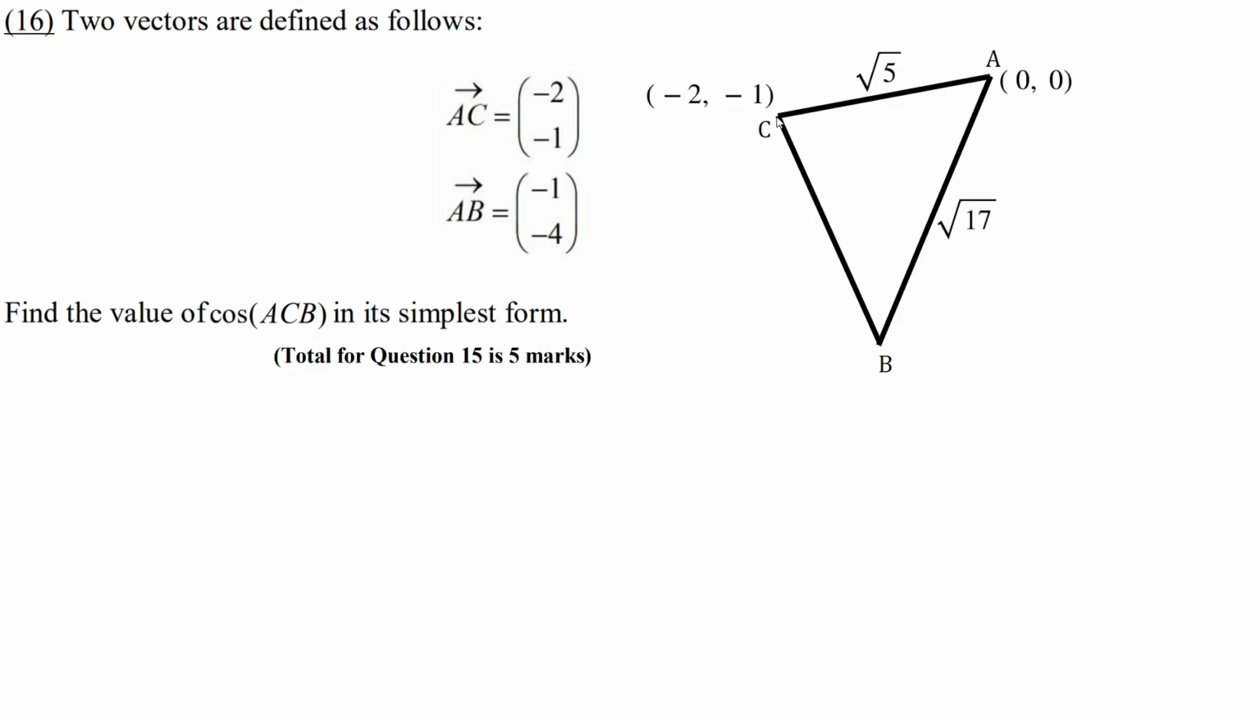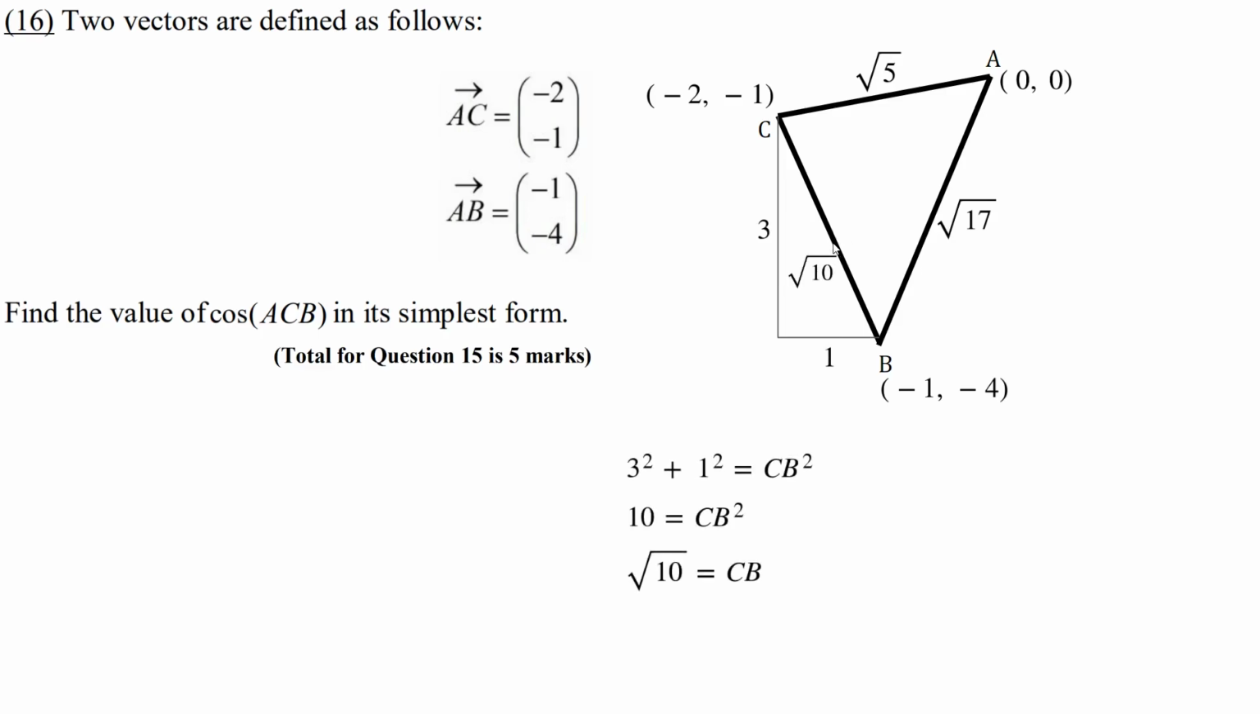Okay, and now from A to B, from here, we're going to the left by 1, and then we're going 4 down, so it'll be minus 1, minus 4 for that coordinate. Now from C to B, well, to get from minus 2 to minus 1, we add 1, so we're going 1 right, and then from minus 1 to minus 4, we want to take away 3. So we'll go 3 down, okay? Yeah, I've just done it that way, it makes no difference. So 3 down, 1 across, 3 squared is 9, 1 squared is 1, 9 plus 1 is 10, square root of 10 is just square root of 10.